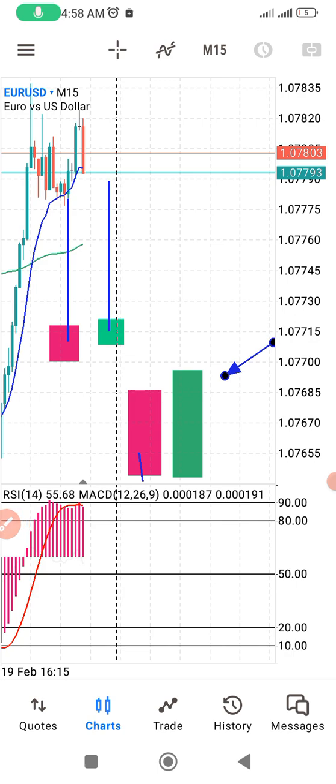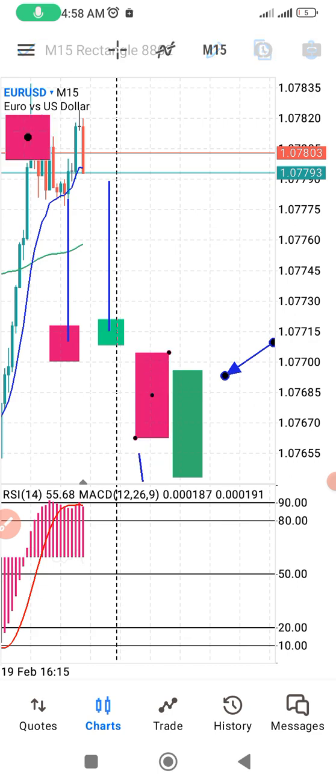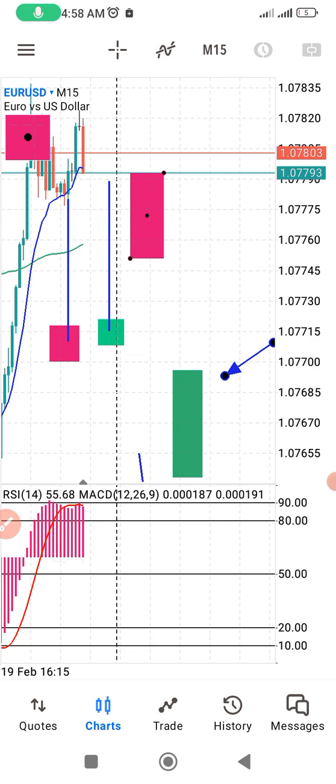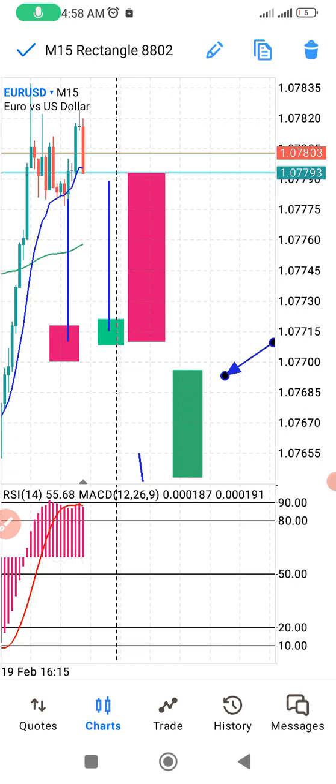Even if you are having a pin bar, and at the same time you now have an engulfing candle, it is still a good entry. It's a perfect confirmation for an entry. Okay?